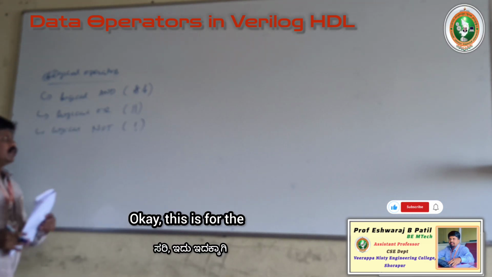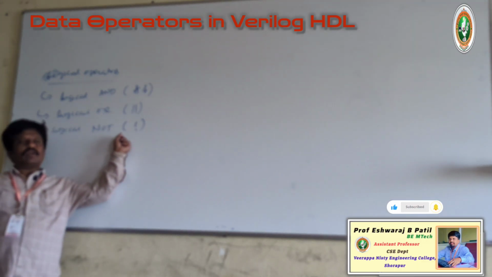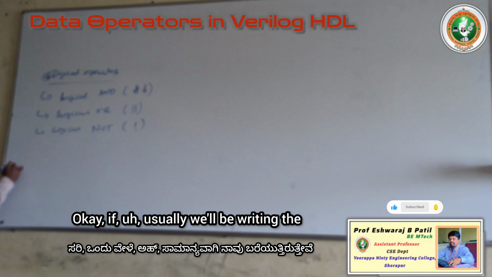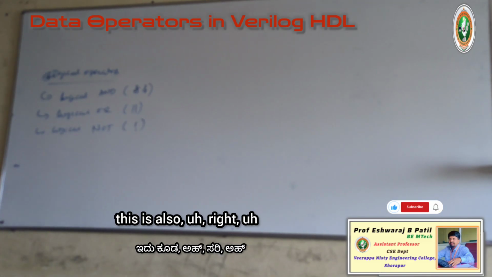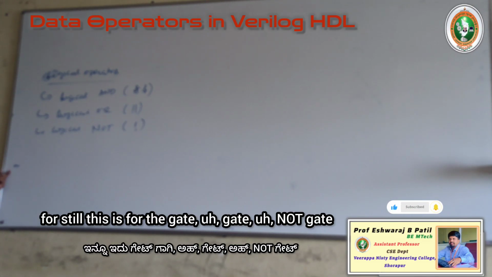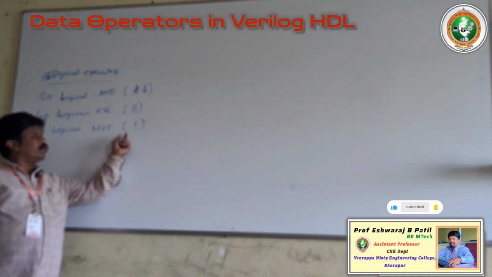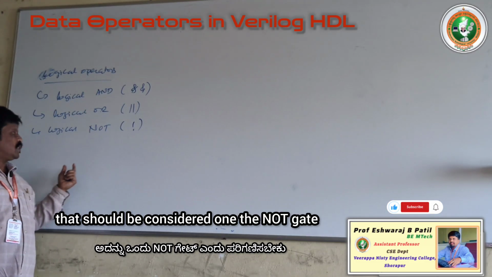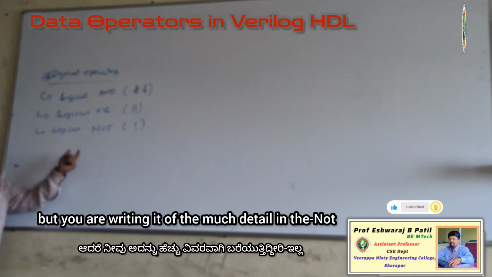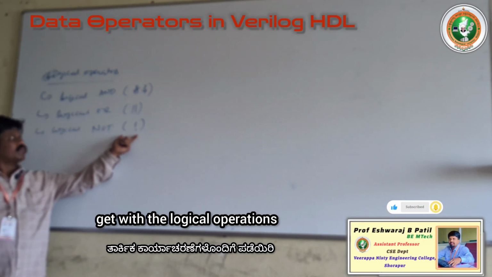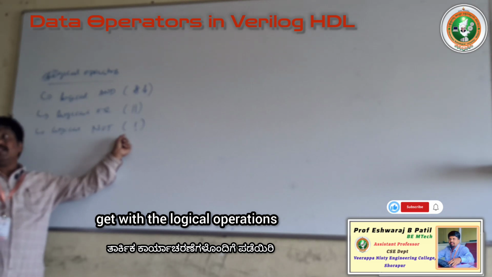Usually we will be writing this for the NOT gate. But if found anywhere in the equations, that is to be considered for the NOT gate. This is the writing of the equations, but the writing of the multiplication in the NOT gate with the logical operations. I think this is the example.